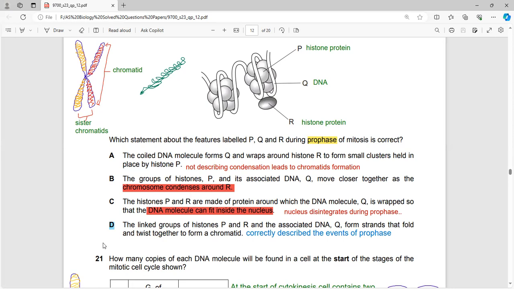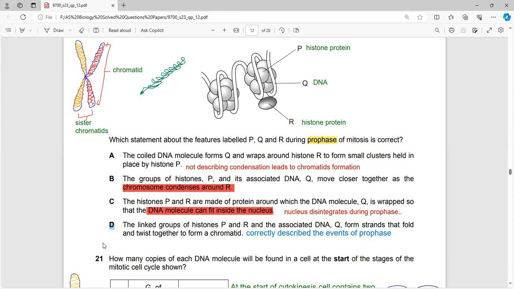Second, the C option is here. The histone P and R are made up of protein around the DNA molecule. So Q is wrapped so that the DNA molecule can fit into a nucleus. But you can see there's no nucleus in the prophase of mitosis. The nucleus has disintegrated. So that's why it is a wrong option.